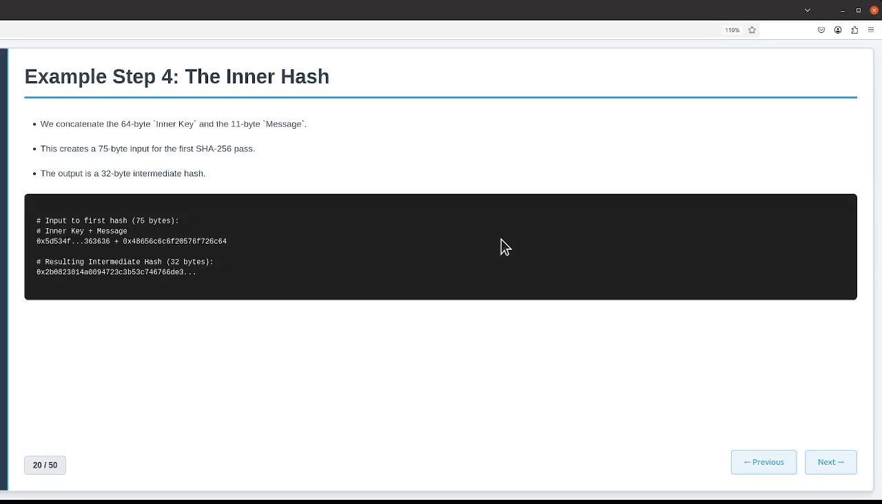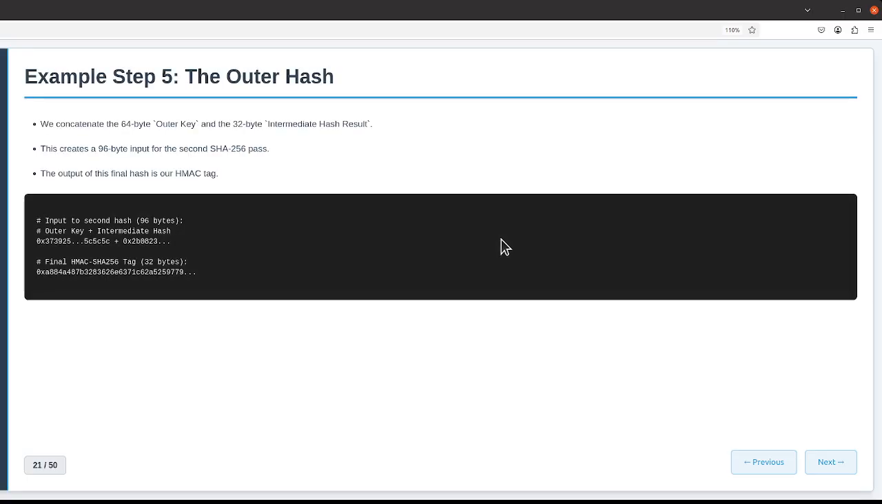Example step. The inner hash. This is the first hashing pass. We take the 64-byte inner key we just calculated and concatenate our 11-byte message, "hello world," to the end of it. This creates a 75-byte string that will be the input to the SHA-256 function. We feed this 75-byte block of data into SHA-256. The output is a 32-byte digest, which is our intermediate hash result. This result is shown on the slide in hexadecimal. This value has successfully mixed our key and message, but it is not yet secure enough to be our final tag.